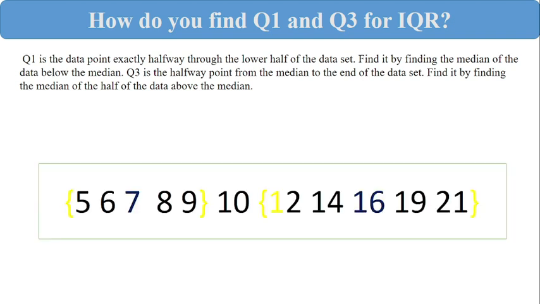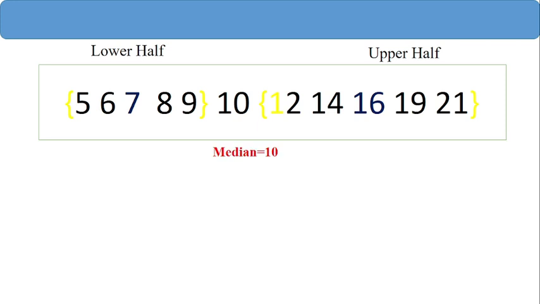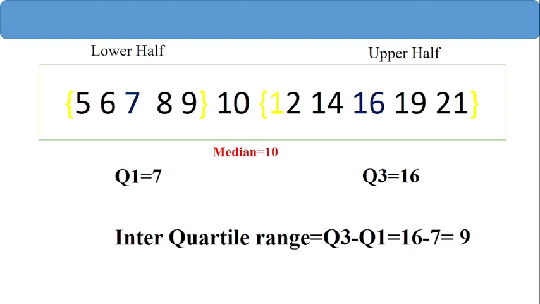This is an example of how to calculate Q1, Q3 and the interquartile range. You can see the first 5 values are the lower half of the data set. Then there is the median in the middle, and then there is the upper half of the data set. Q1 is the center value of the lower half, that is 7. Q3 is the middle value of the upper half of the data set, that is 16. The median of the data set is 10.